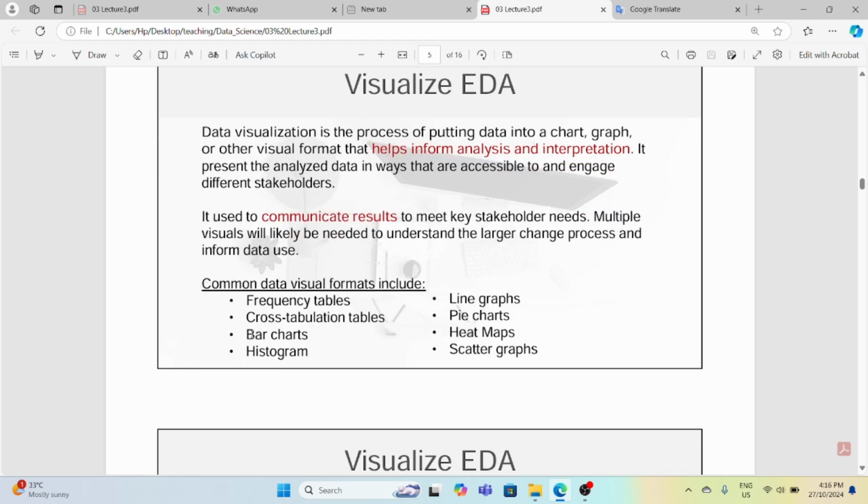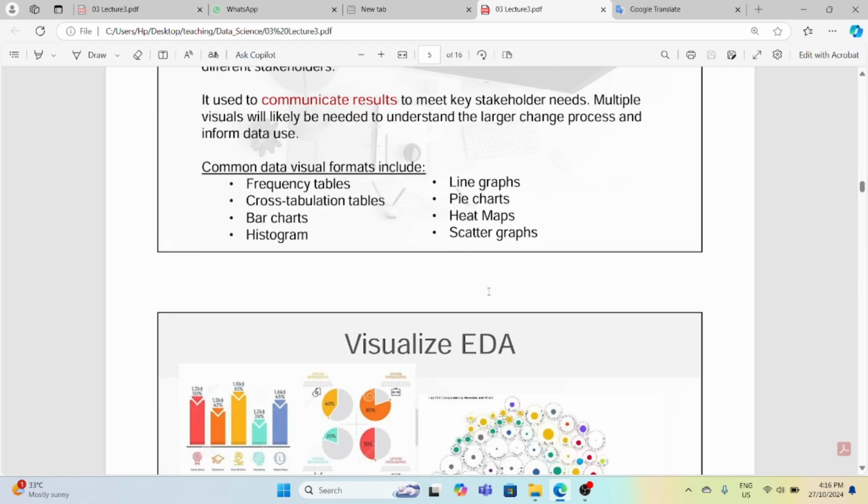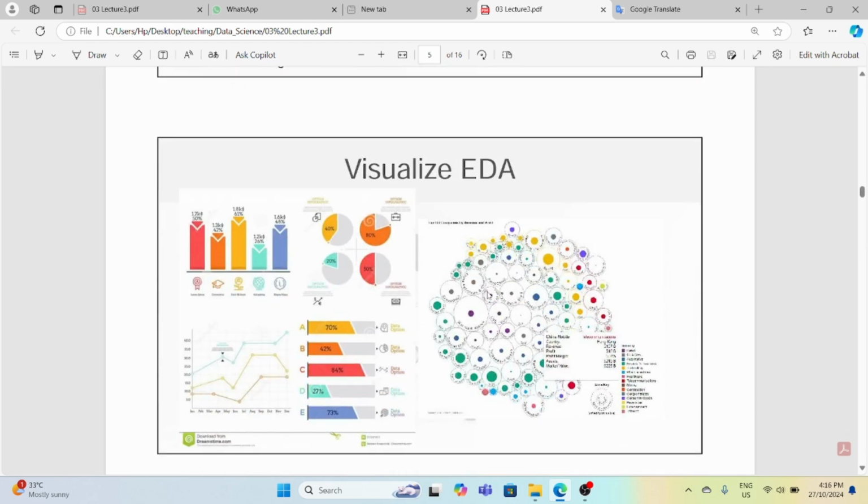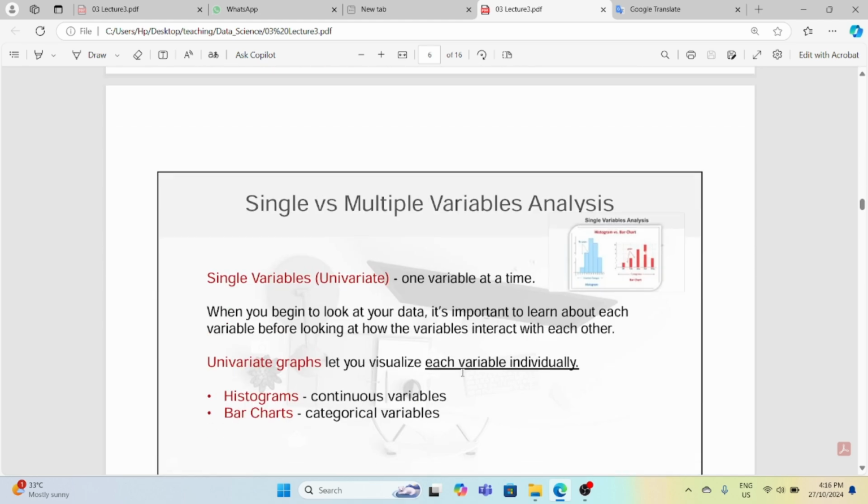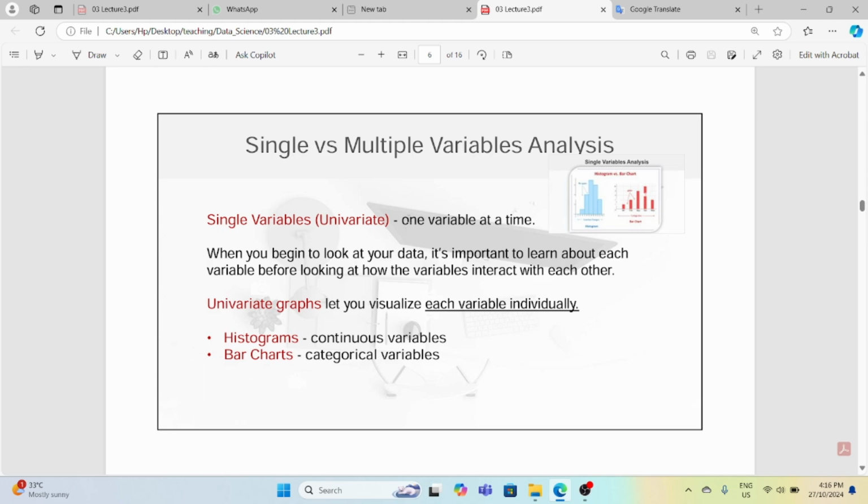There are some common data visualization formats that we talk about: the bar chart, histogram, line chart, heat map, and scatter graphs. Some of them we discussed on Friday. You can see there are some examples of visual EDA: bar chart, line chart, and pie chart. Next, single versus multiple variable analysis.